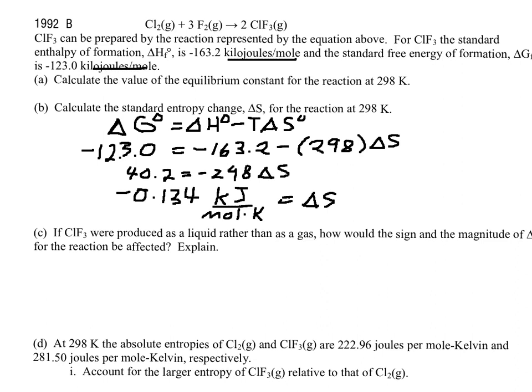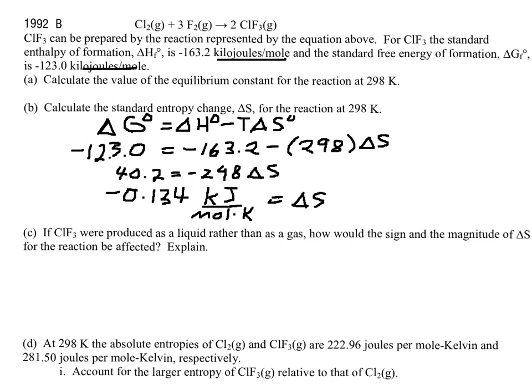The next question is asking for a qualitative analysis of delta S. It asks if ClF3 were a liquid rather than a gas, how would the sign and magnitude of delta S be changed? Well, if you're producing a liquid instead of a gas, that means the disorder is being reduced. So that means that delta S is going to be more negative.